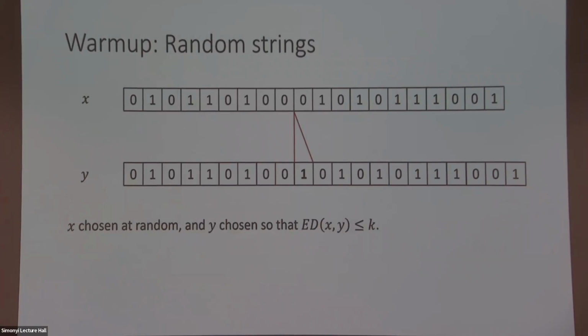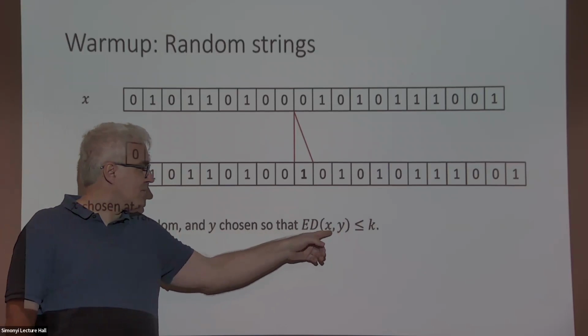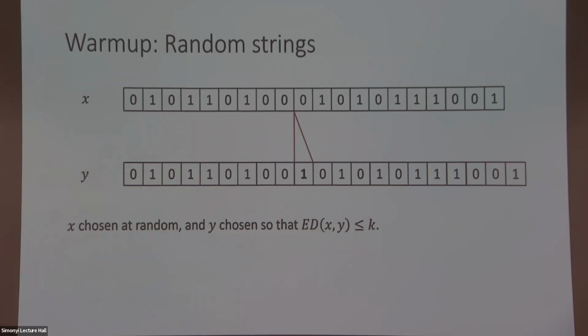So let's think about how we would break the strings. Let's take random strings as a warm-up, because that motivates what's going to happen. I'm going to pick X completely at random, and I'm going to choose Y so that the edit distance between X and Y is at most k. So Y is kind of fixed, but X is completely random. How would we break it?